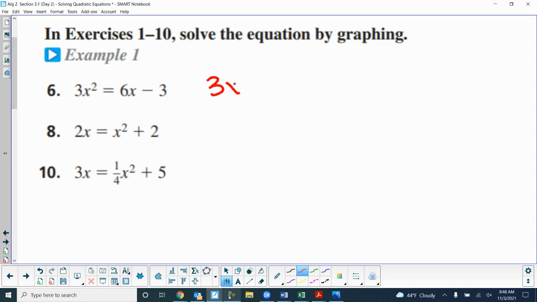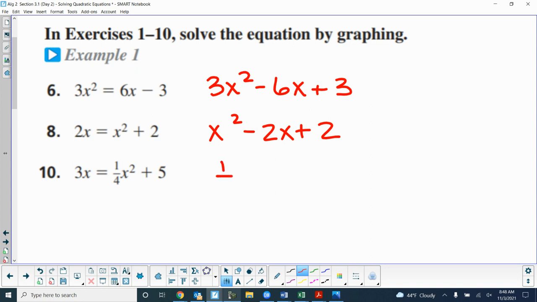So when you put it in your calculator, it should be that, right? This one, I like to keep the x squared positive, so I would just bring the 2x over by subtracting. That's how I would put it in the calculator, okay? And then this one, I'm going to subtract the 3x and put it in the right spot, you know, A, B, C order, right? Put in the right order. Any of those you want to look at?